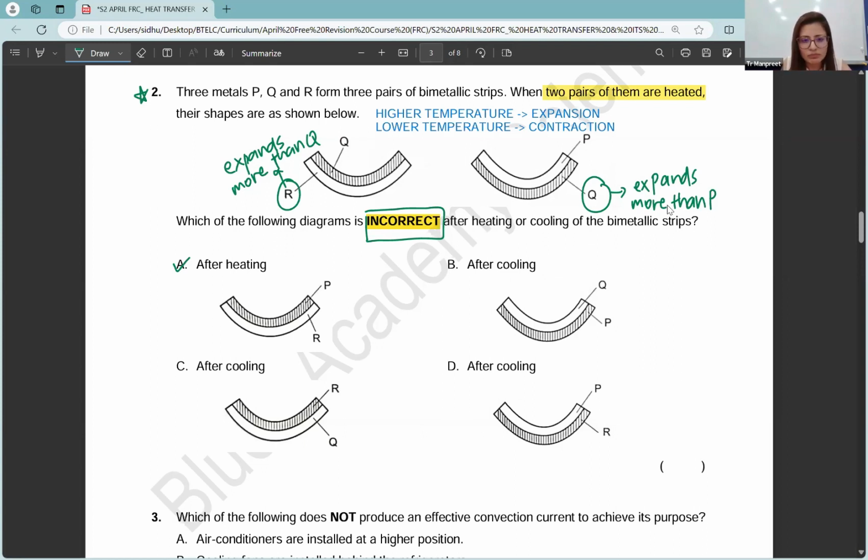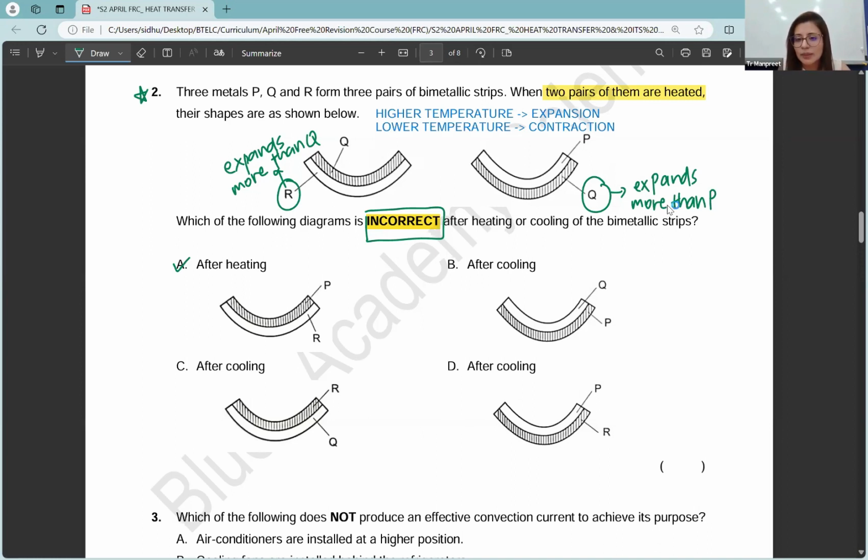Here, R is on top, Q is below. They're saying that Q will actually contract more than R. Is this correct? It will contract more, yes? Not sure? Okay, never mind, we go to D. You see D? Again, if you're not sure, it's totally fine. MCQ is always like this. You always have some unsure components.